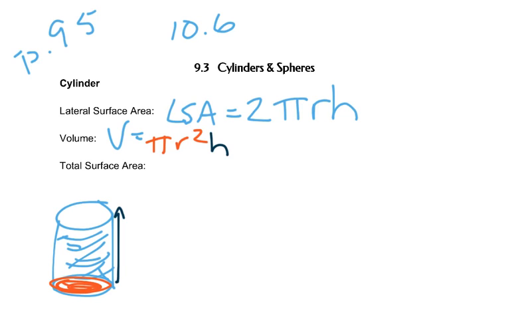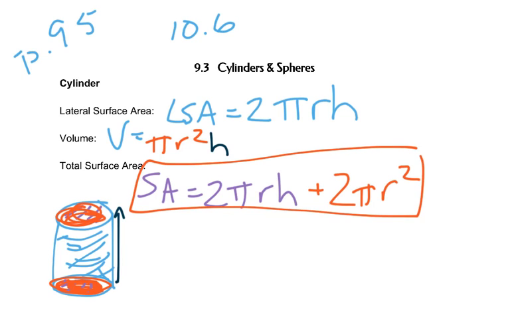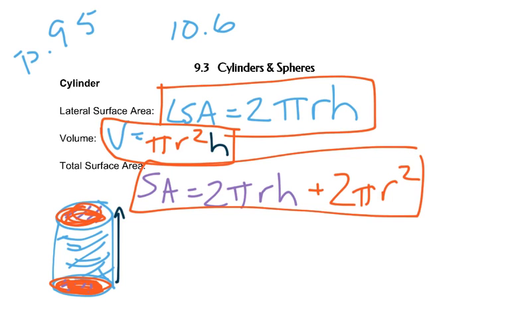The total surface area means it includes the top and the bottom. So we would have the sides, the 2 pi r h. But then we also have the bottom, and the bottom's a circle. Remember, the area of a circle is pi r squared. But we have two of them. We have a top and we have a bottom, so there'd be a 2 in front. So this is the formula for the total surface area, formula for volume, and the formula for the lateral surface area.